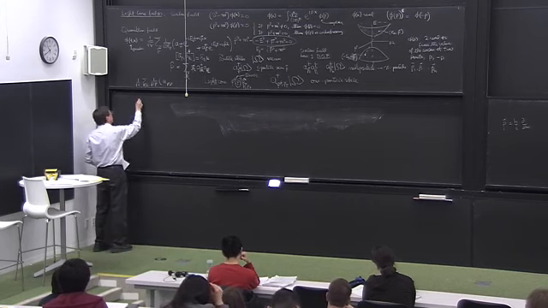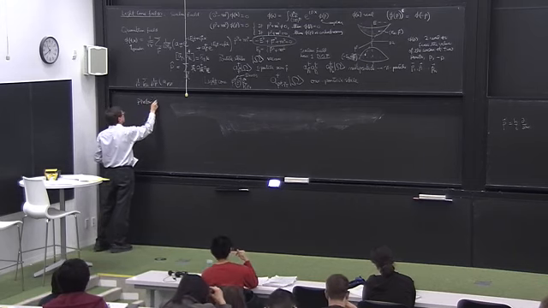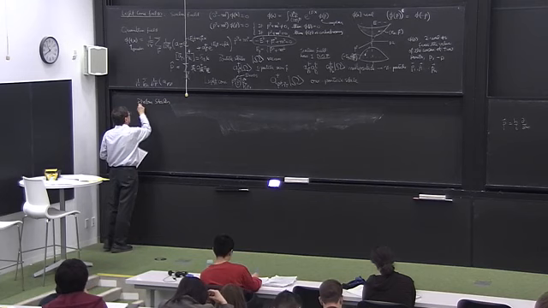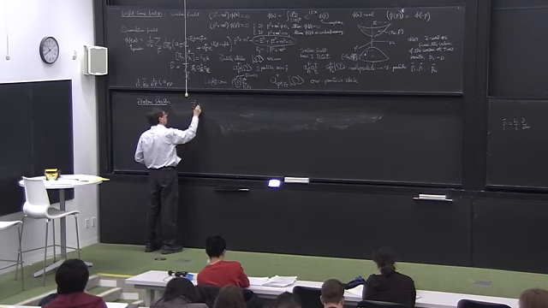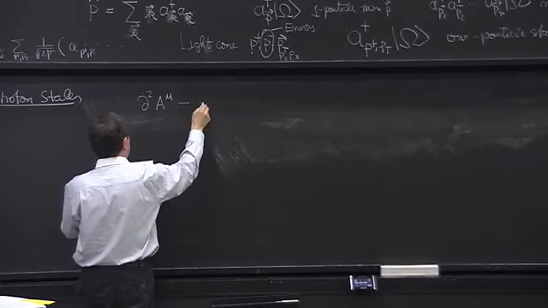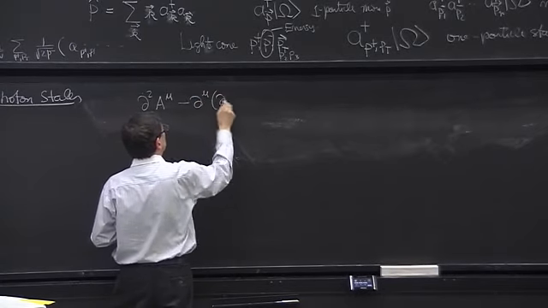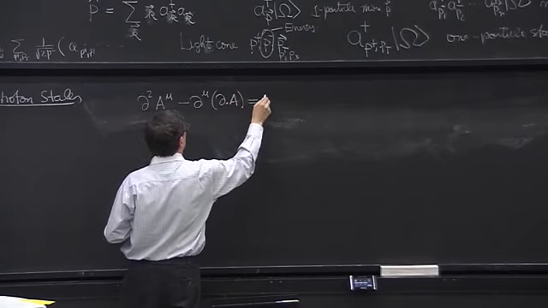So let's do now photon states. So what is the equation of motion for a Maxwell field? It's this one. d A mu minus d mu del dot A equals 0.